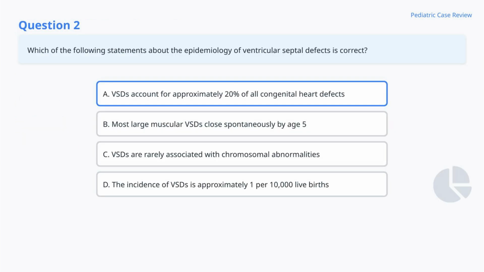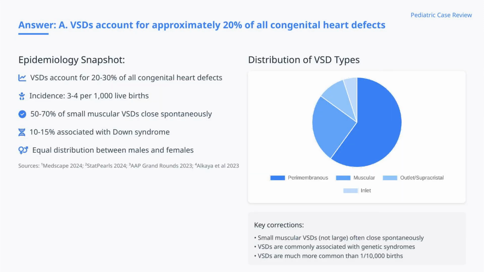Which of the following statements about the epidemiology of ventricular septal defects is correct? Your options are A. VSDs account for approximately 20% of all congenital heart defects. B. Most large muscular VSDs close spontaneously by age 5. C. VSDs are rarely associated with chromosomal abnormalities. Or D. The incidence of VSDs is approximately 1 per 10,000 live births. Consider what you know about the prevalence of this condition and its natural history. The correct answer is A.